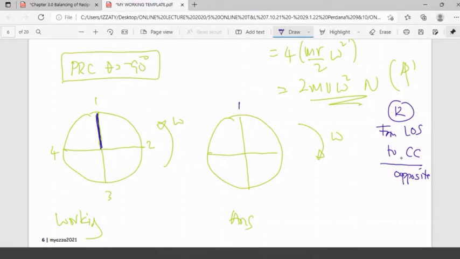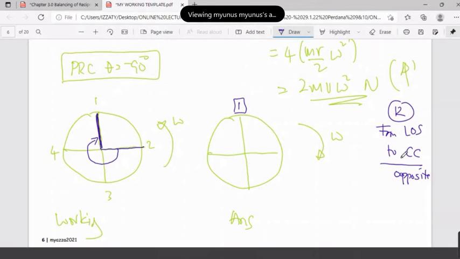So number 1. Now measured from the line of stroke to common crank. Common crank is here. But now opposite. So this one is opposite. Yes or no? Yes or no, class? I don't know whether you understand or not. I totally understand this one, isn't it?